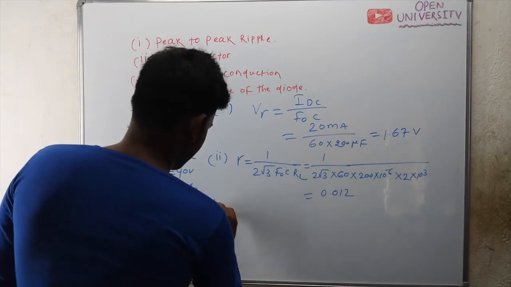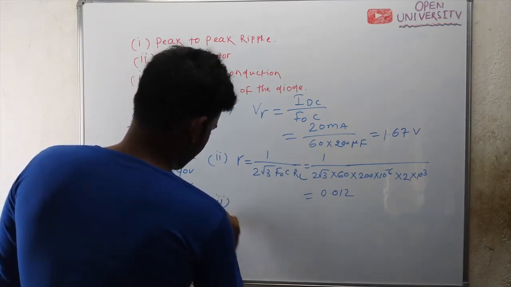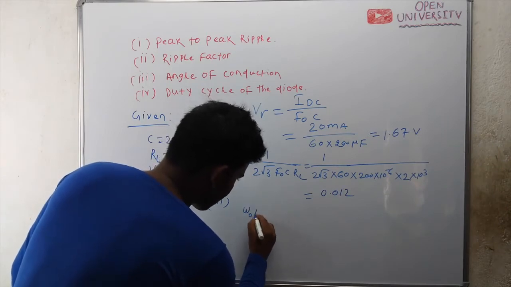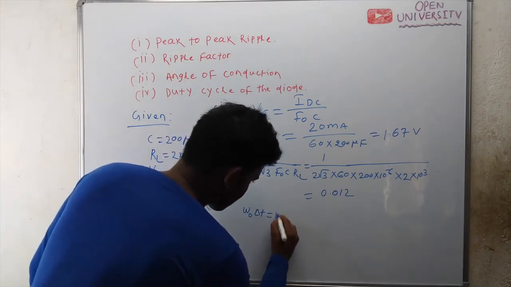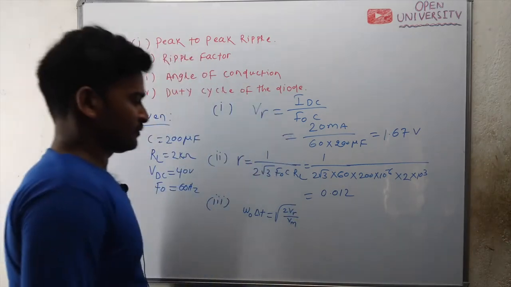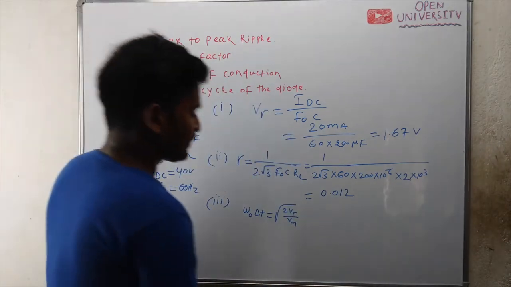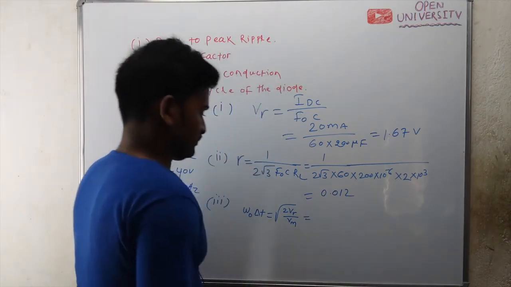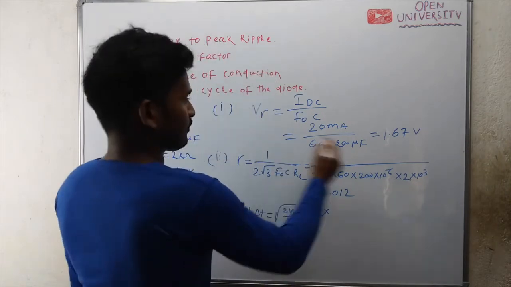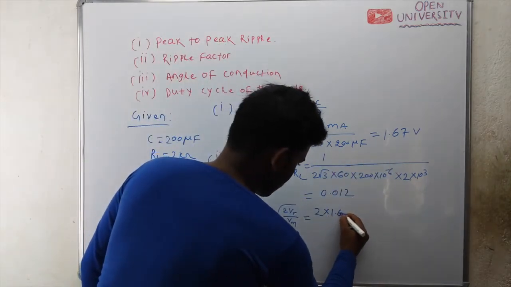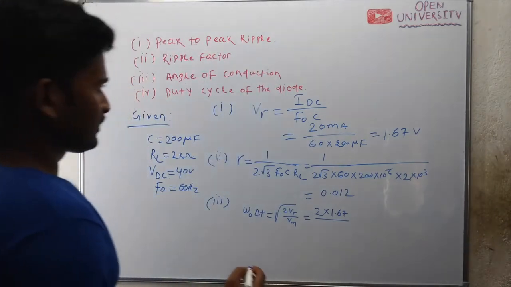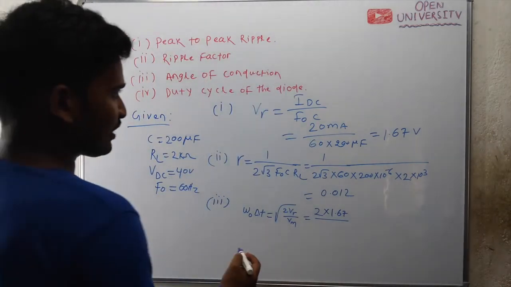Third point, angle of conduction. The angle of conduction formula is omega naught delta T equals under root 2 VR by VA. 2 into, what is the VR value? 1.67 volt by Vm. What is Vm? Vm is not given, we have to calculate it.